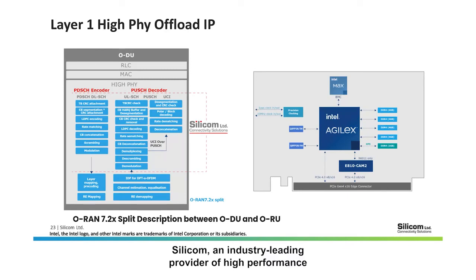Silicom, an industry-leading provider of high-performance networking and infrastructure solutions, designed the N6010 as a flexible platform. It was created to answer a need for a platform that can lower ODU costs while addressing the time synchronization Open RAN definition. The combination of Silicom's IP, shown here as layer 1 Hi-Fi offload, makes it much easier for vRAN solution providers to implement a complete Hi-Fi, saving them the need to integrate and test all its modules separately.